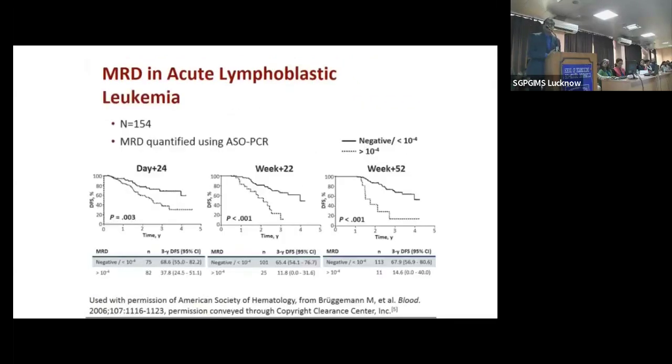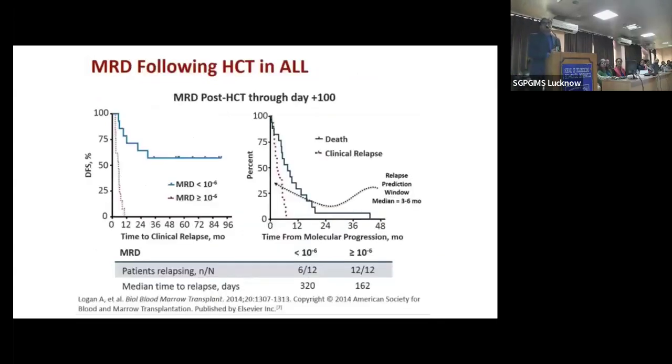Next. And there's the molecular way of quantifying MRD, and you can see the MRD quantified by ASO-PCR at different time points, day plus 24, week 22, and week 52. At every time point, you can see that the curves are very beautifully separating out. The disease-free survival is very good for patients who are MRD negative vis-a-vis who are MRD positive. Next.